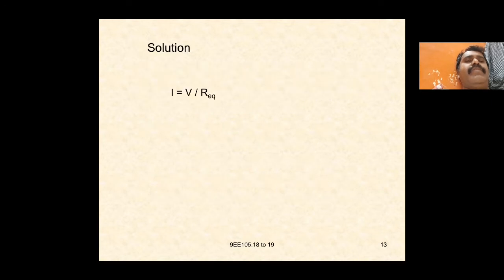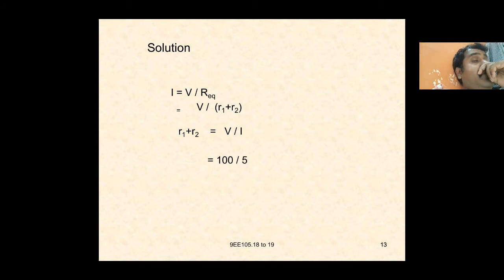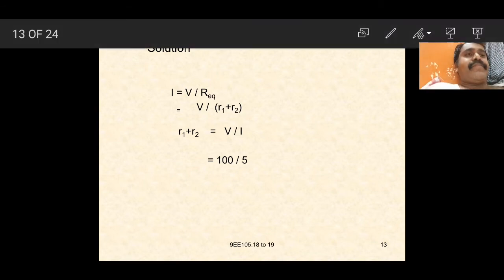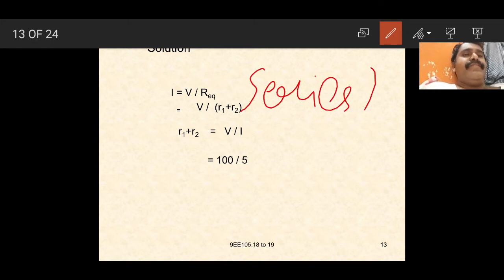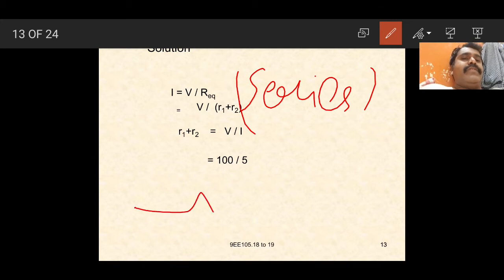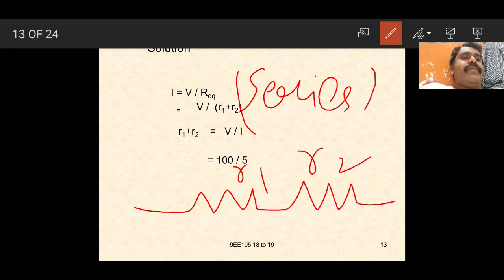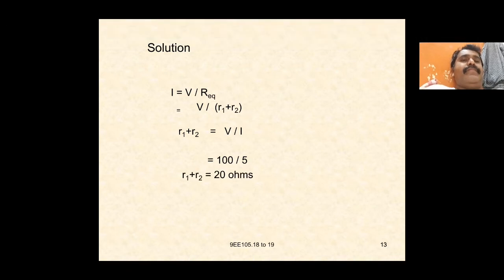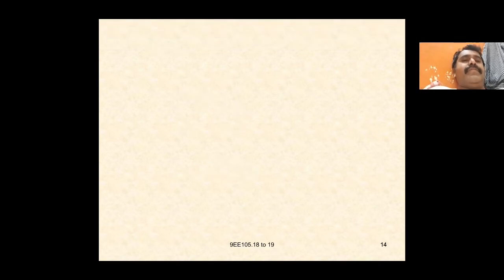So here I is equal to V by R equivalent, which is equal to V divided by R1 plus R2. So R1 plus R2 is equal to V by I. Again here R1 plus R2 is equal to 100 by 5. So this one is for the series, where the two resistors R1 and R2 are connected in series. So these can be added, R1 plus R2. So R1 plus R2 is equal to 20 ohms.